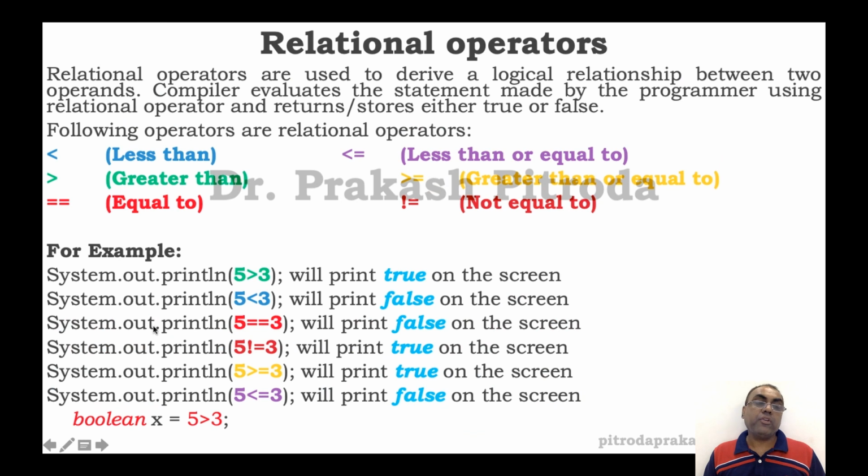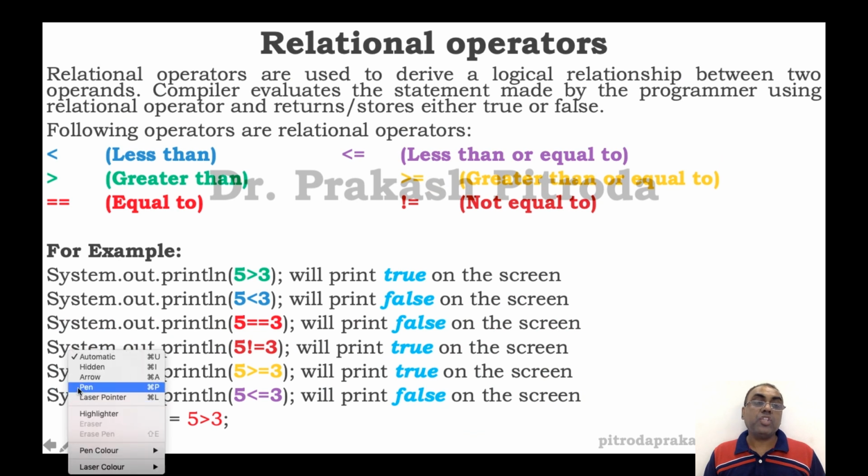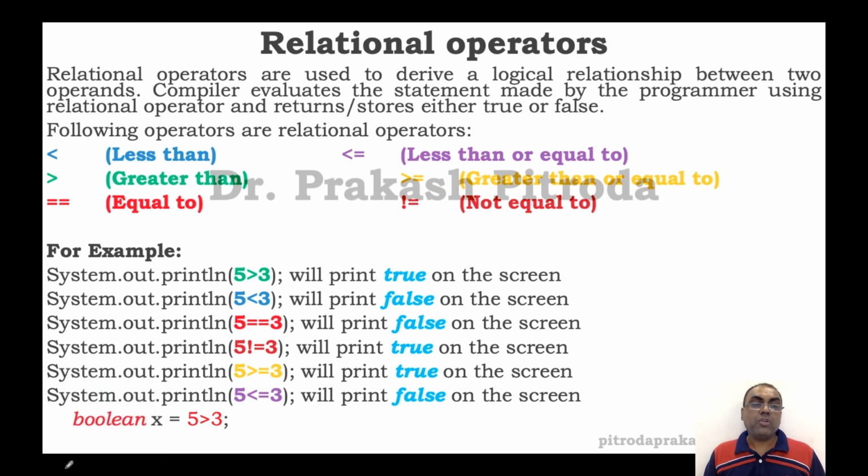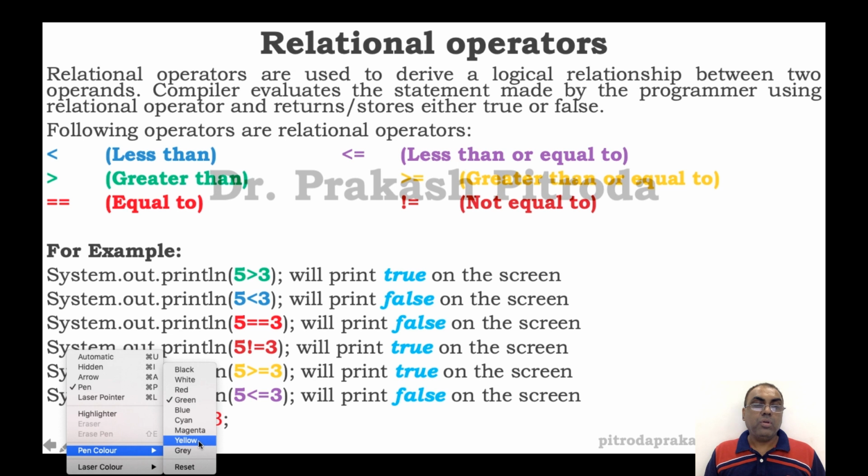The next operator that you have in your kitty is the relational operator. So relational operator, just a moment, I'll change the color of the pen over here so that we'll be able to see it better. Let us take the color as blue.